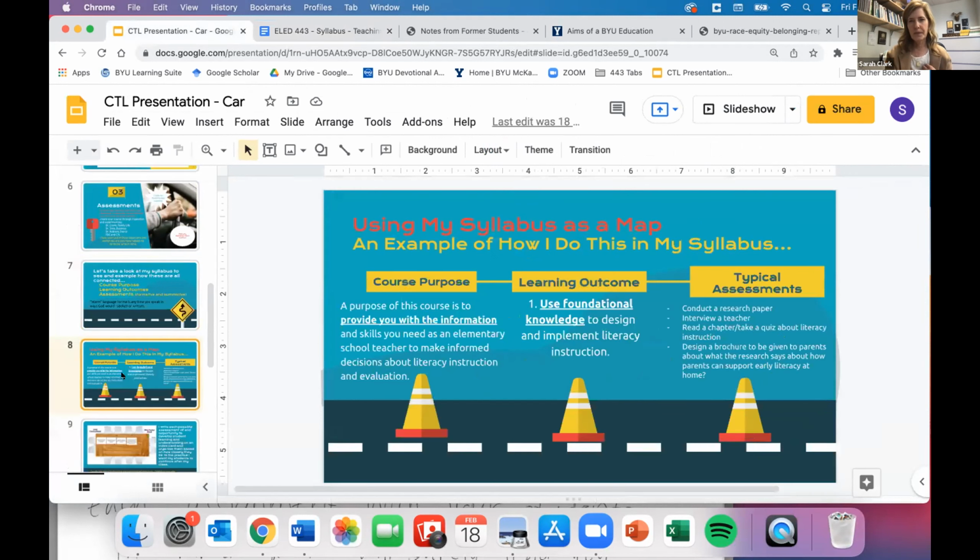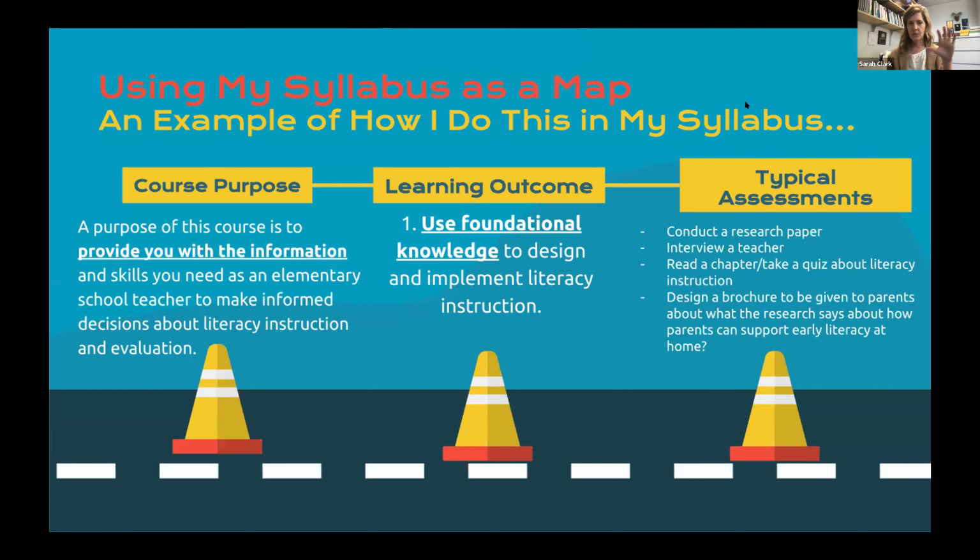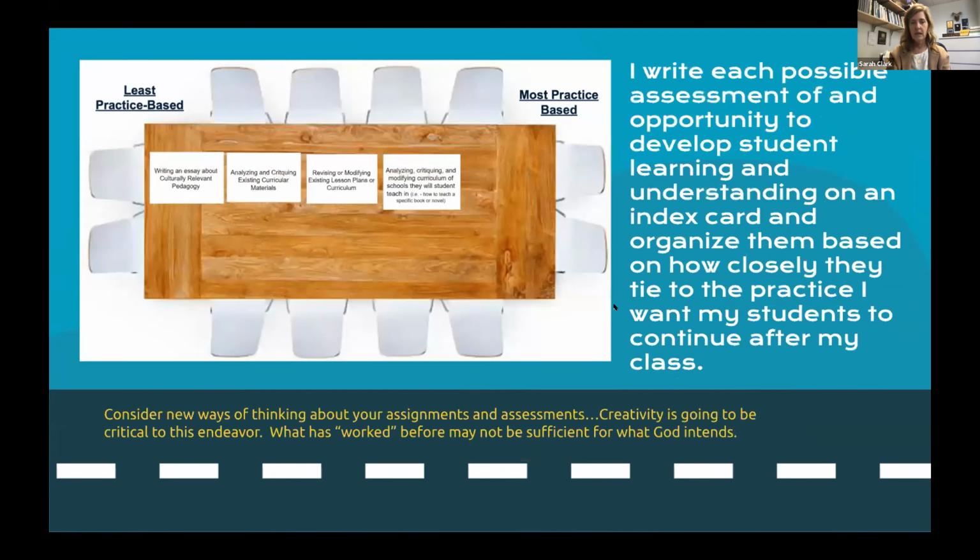So I'm going to close with this example. I'm going to step back out of the syllabus and just show you how I've taken one of those. So I have my course purpose and the learning outcome. So the purpose is to provide them with information they need to teach literacy to elementary students. The learning outcome is that they'll begin to use that foundational knowledge. And then the last one, typical assessments might be have them do a research paper, have them interview a teacher about that knowledge, have them read a chapter and take a quiz, have them design a brochure to be given to parents.